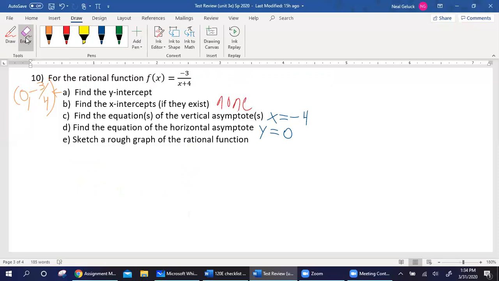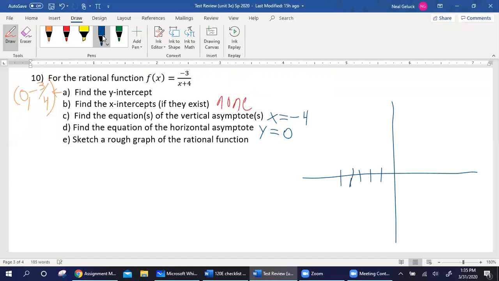So now I'm going to put some information together and get a graph of this rational function. So I know I have a vertical asymptote at x equals -4. There's my vertical asymptote. I know I have a horizontal asymptote at y equals 0, which again is just the x-axis. I know that I'm hitting at 0, -3/4. Let me get a few more hashes on here. So I do know that the graph is going to hit down about 3/4.